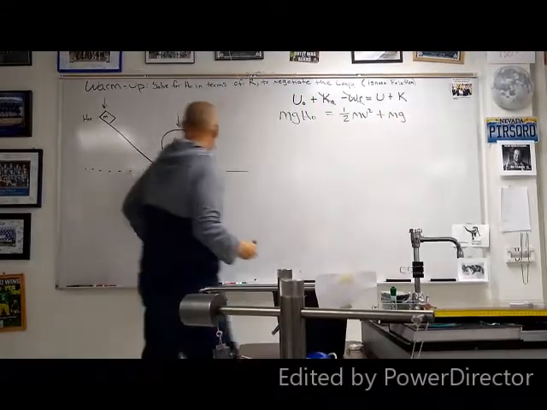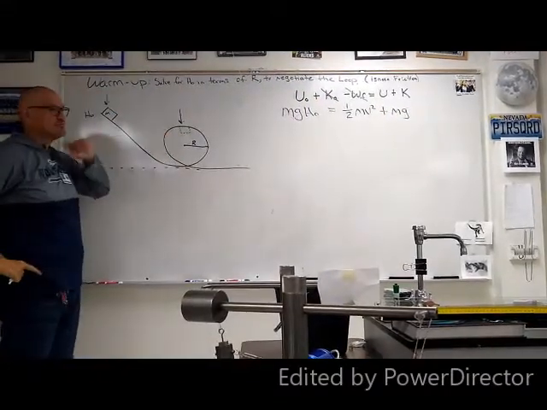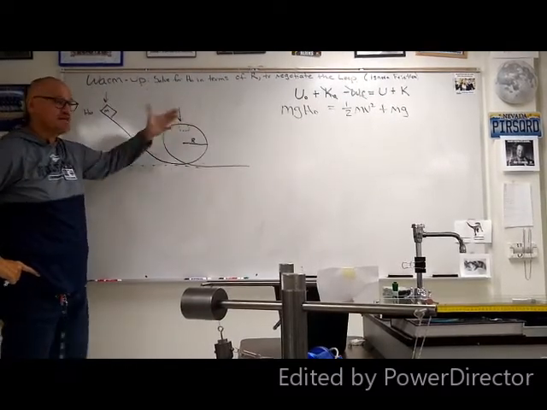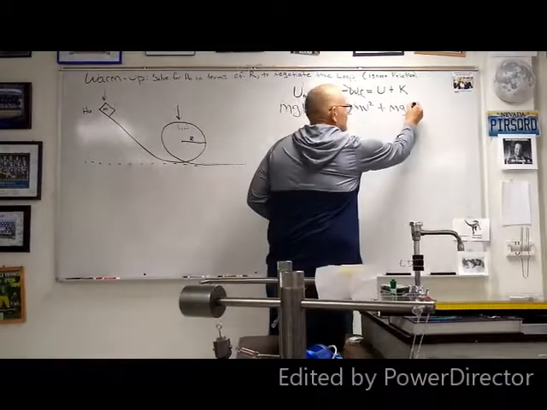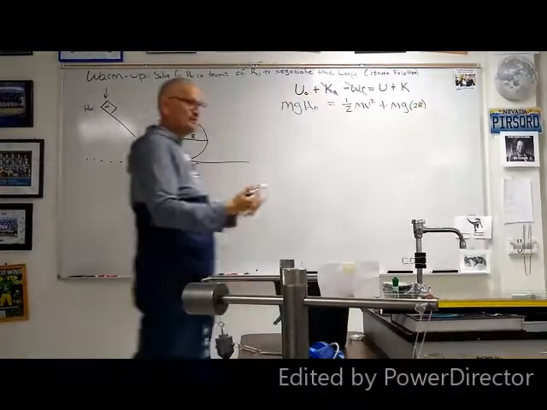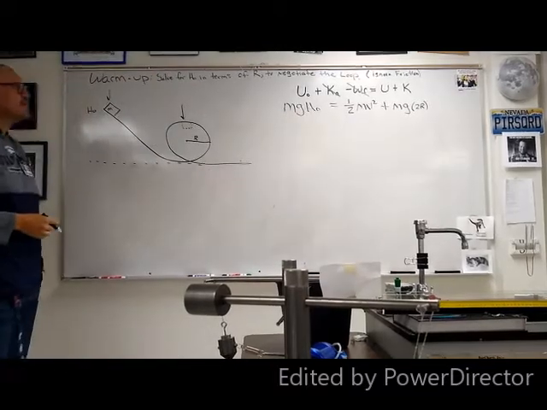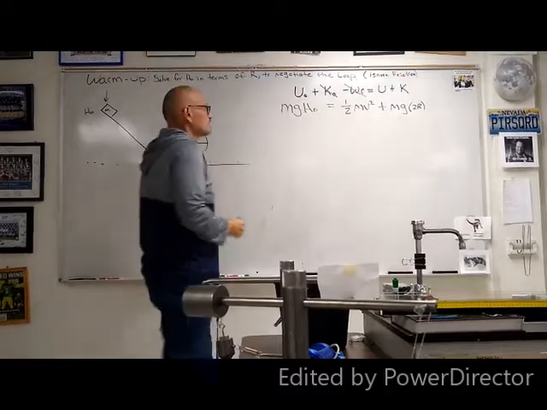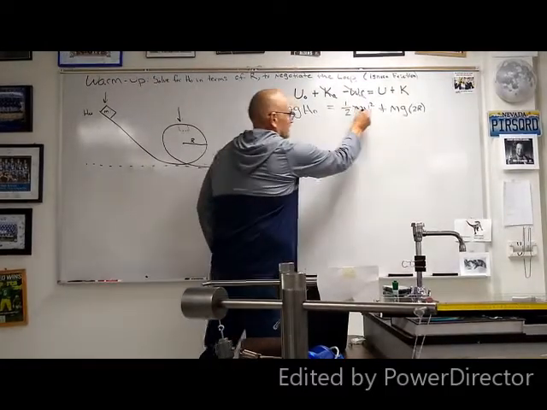Now, how do I express the height here? 2r. This is r, that's r, so 2r would be the height. So that's the first critical substitution that I need to be aware of. It is 2r. Now, take a step back. What cancels out? Well, we'll do mass right now.